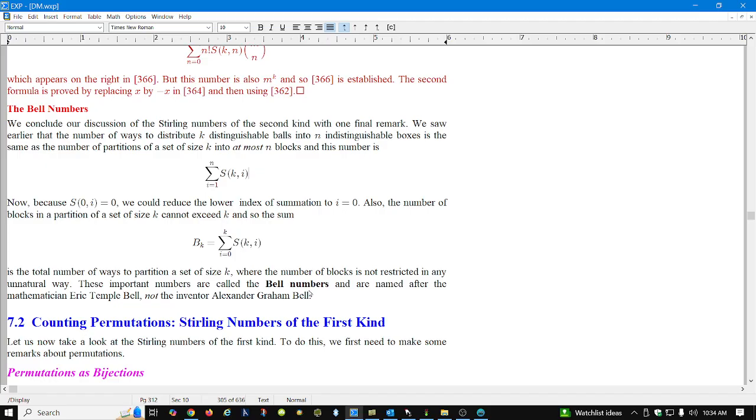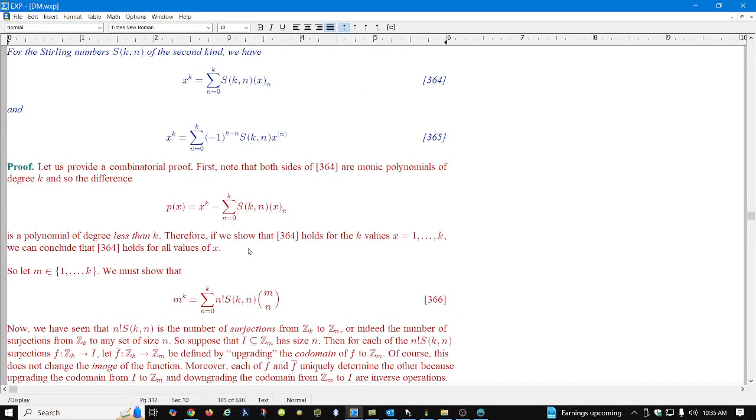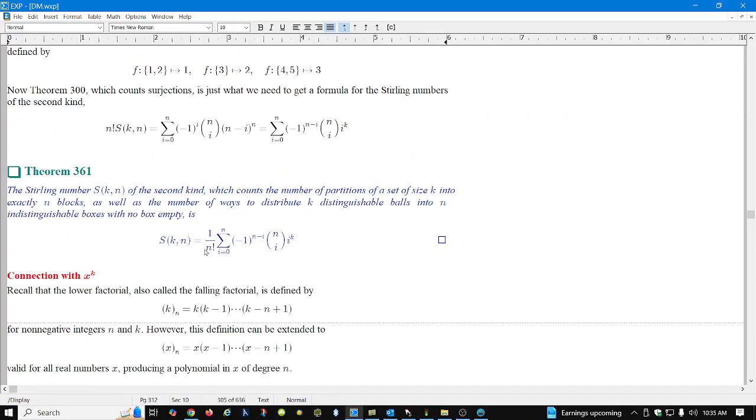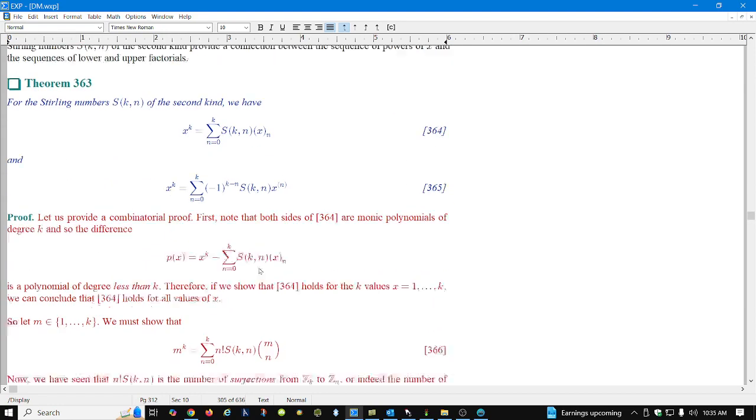It is called a Bell number, and it's named after a mathematician named Eric Temple Bell, not the inventor Alexander Graham Bell. Okay, so these are the Bell numbers. They count the number of partitions of a set of size k. And they're not exactly simple numbers. You can stick this formula we had into this formula, and you have to have another summation, and it's going to be a bit of a mess, but that's life.